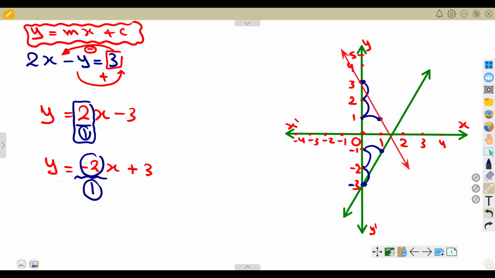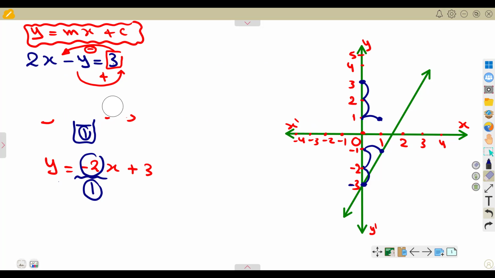This is a straight line. The last thing, what about the relation between any two parallel straight lines? If we have two parallel straight lines, what about the relation between them? It's going to be equal. Equal in what? Gradient. In the gradient, very good.